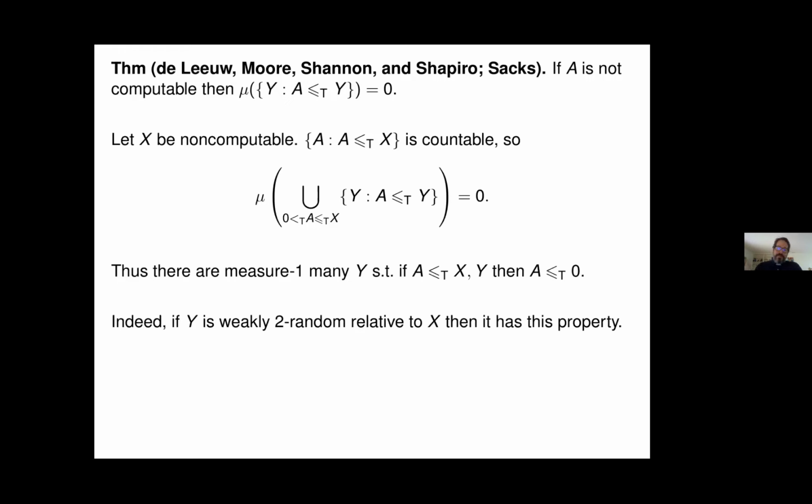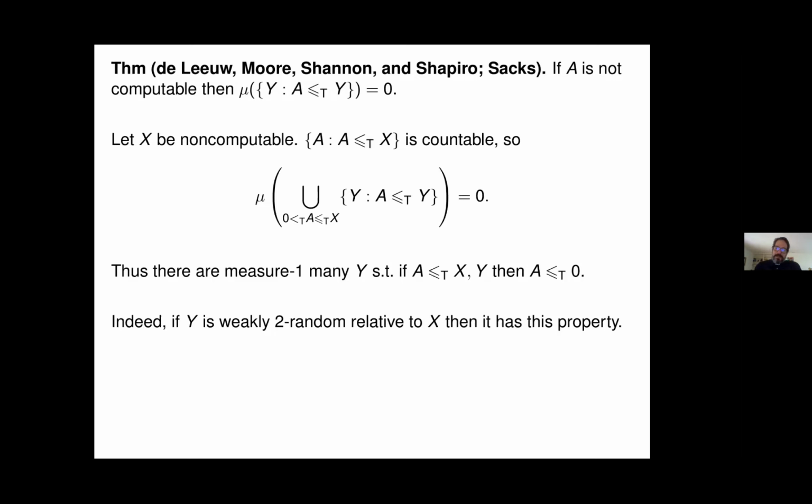And in fact, if you care about the randomness, if you look at the complexity of the set, being weakly 2 random relative to X gives you that property. 1 randomness is known not to be enough. So when you move from Turing reducibility to coarse reducibility, it's interesting, you move from weak 2 randomness is enough, 1 randomness is not, to weak 3 randomness is enough, and 2 randomness is not. There's an interesting jump there.